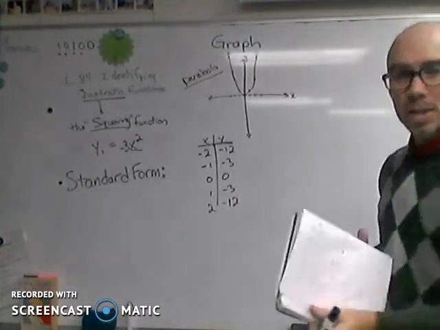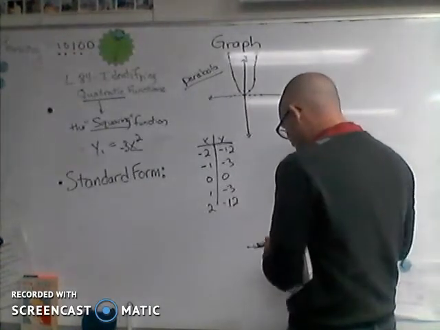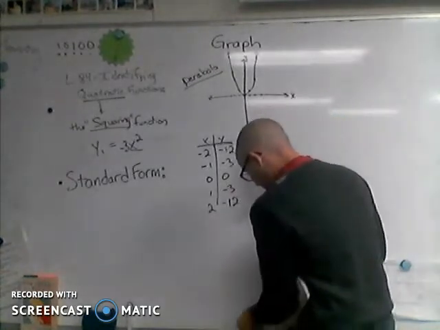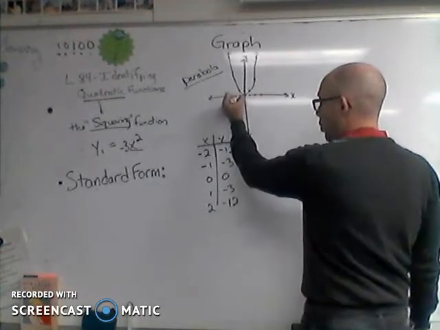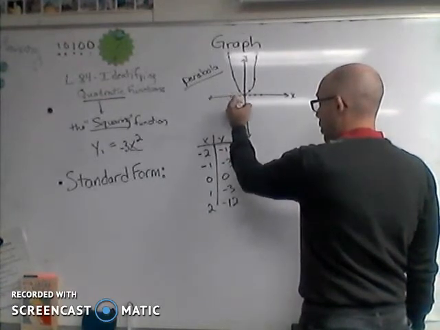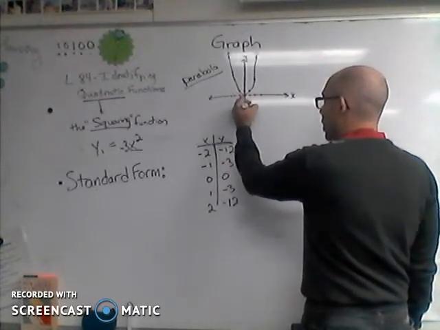Again, I think you can see the symmetry here. We have the same point there. I'm going to change colors here. Got the same point 0, 0. We haven't changed that at all. But now when we go to negative 1, we drop down to negative 3. When we're at positive 1, we're down at negative 3.